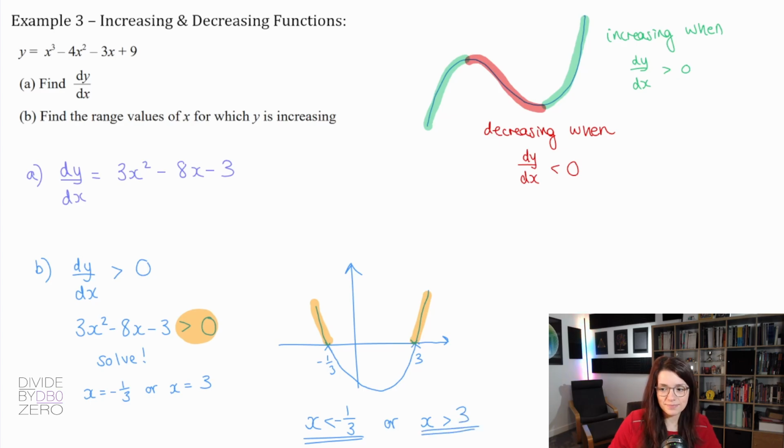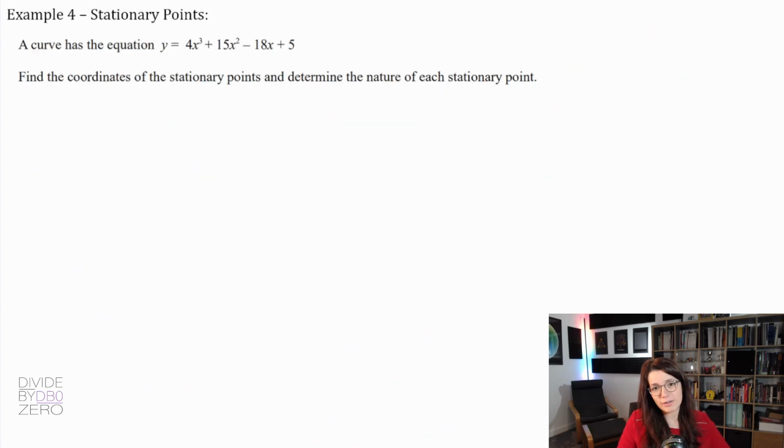Last example, and this one's about stationary points. It says a curve has the equation y equals 4x cubed plus 15x squared minus 18x plus 5.